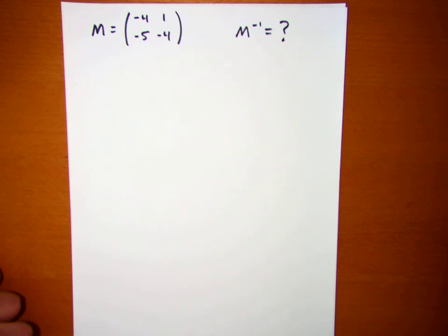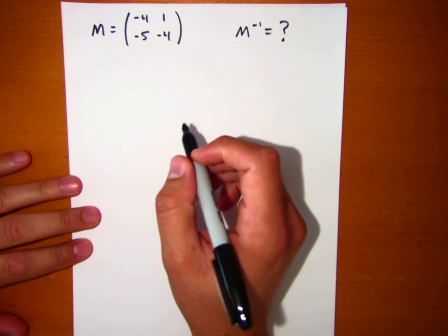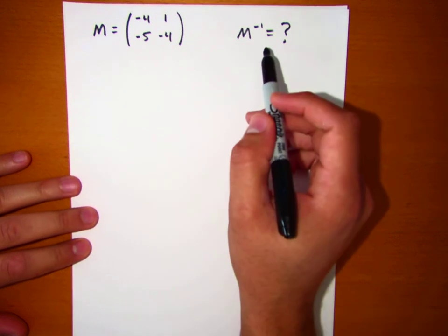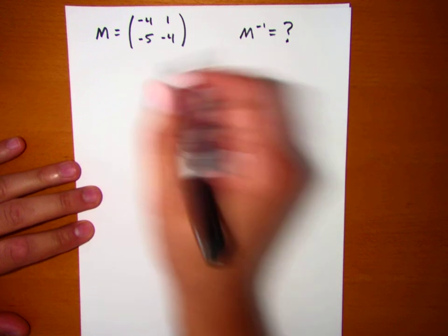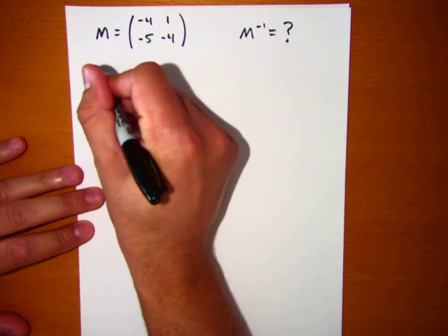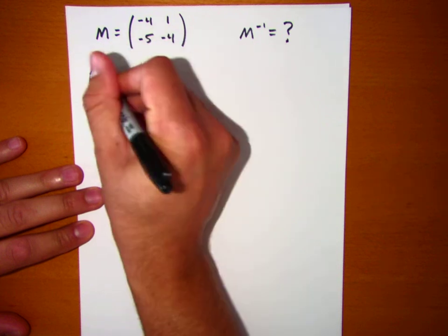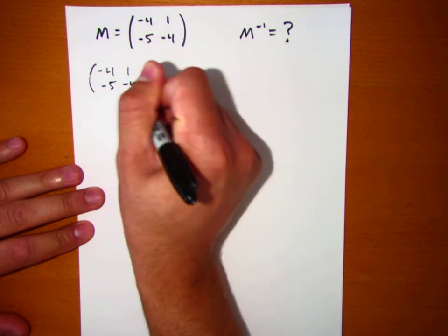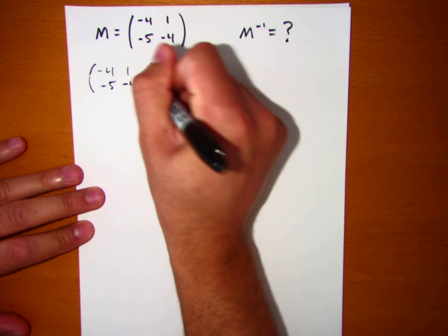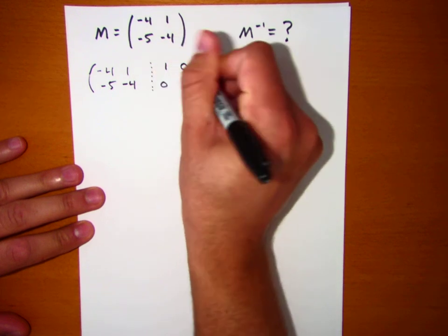Okay, let's calculate this matrix inverse. So there are a couple of different ways to actually calculate a matrix inverse. But if you're doing this by hand, the best way to do it is to use an augmented matrix. So what I'm going to do is take our matrix and augment it with an identity matrix of the same size.